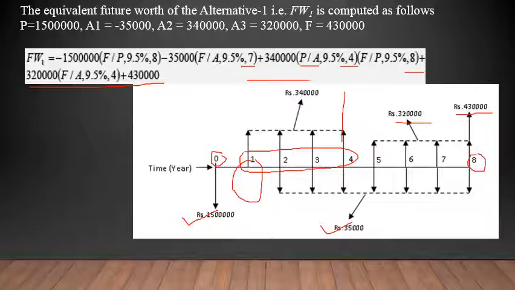That's why I convert that into P first, and then that P to F at the end of year 8 using the factor F by P. So this 3,40,000 has been converted. Now what remains? 3,20,000 remains. Now let us see whether it is flowing till the end. See here, it starts from 5th, 6th, 7th, 8th. It flows till the end.